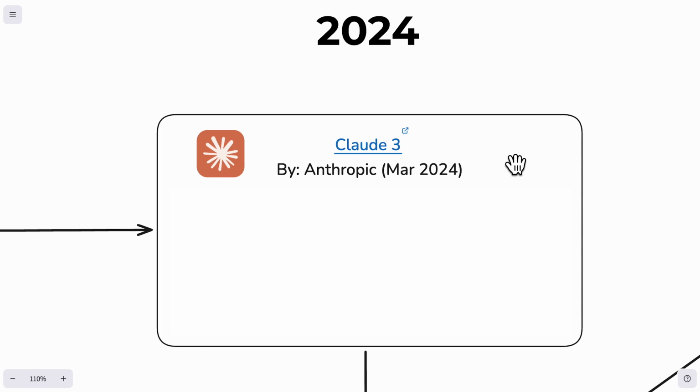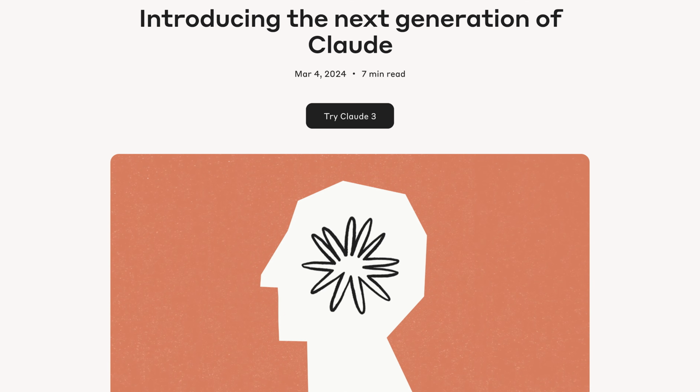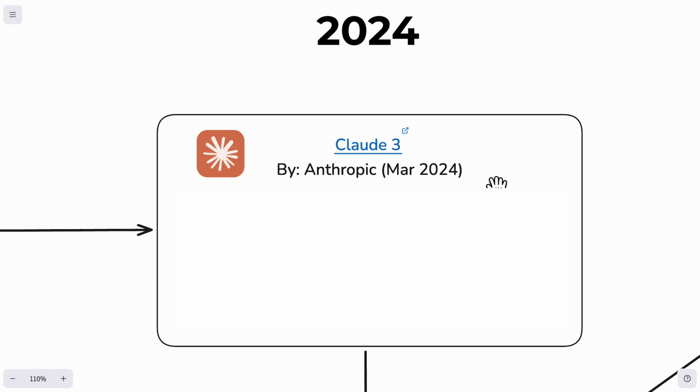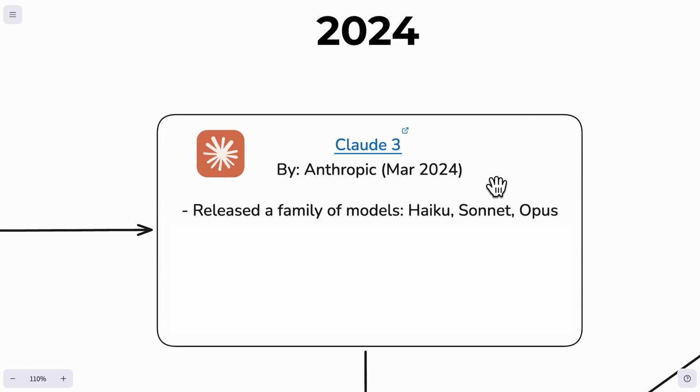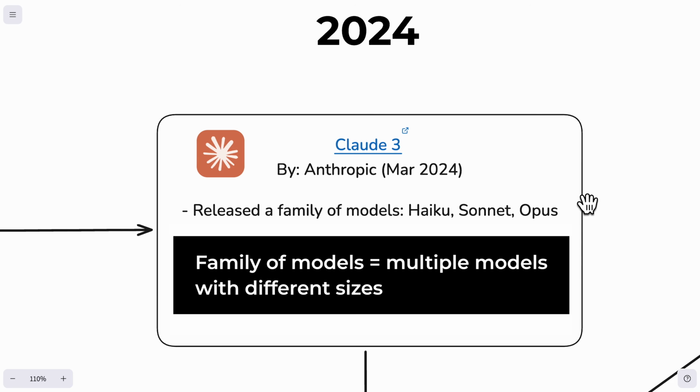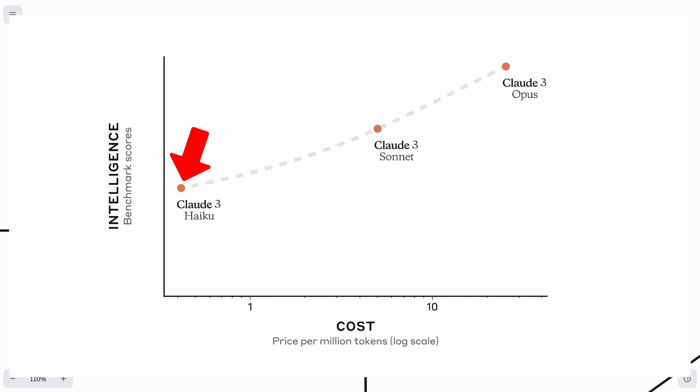In March of 2024, Anthropic released Claude 3. Claude 3 was important because it was considered the first real competitor to GPT-4. Claude 3 actually released as a family of models, meaning multiple models with different sizes. Claude 3 launched with 3 models: Claude 3 Haiku, which was the smallest and fastest model, Claude 3 Sonnet, the mid-range model, and Claude 3 Opus, the most powerful but most expensive model.